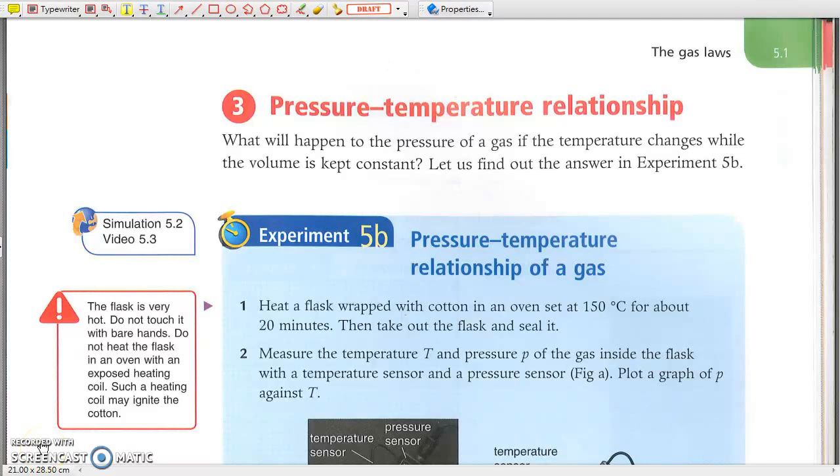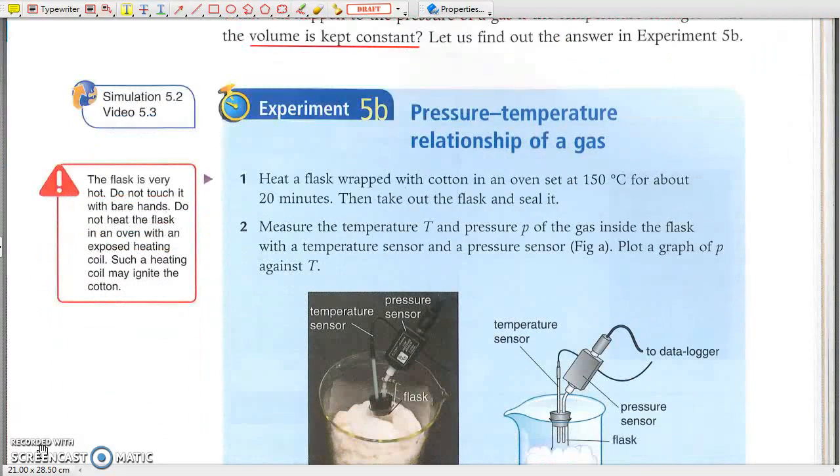3. Pressure-temperature relationship. The gas volume is fixed. The relationship between pressure and temperature of a fixed mass of gas is investigated. So, when the gas temperature increases, how would the gas pressure change? Make your guess before the start of the video.